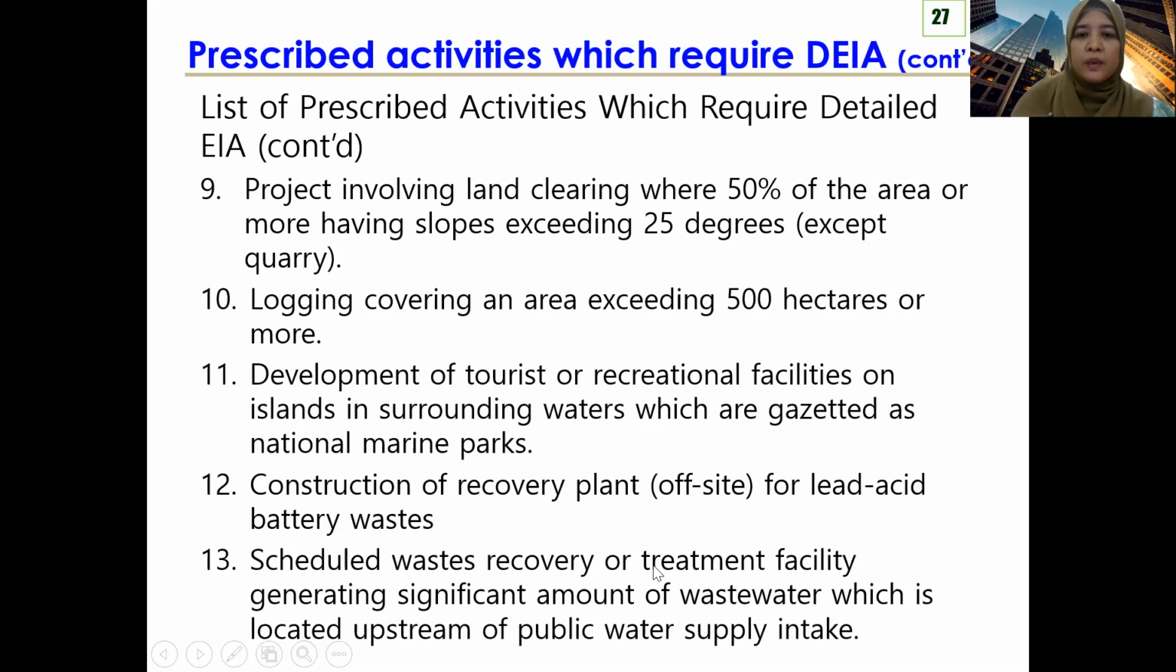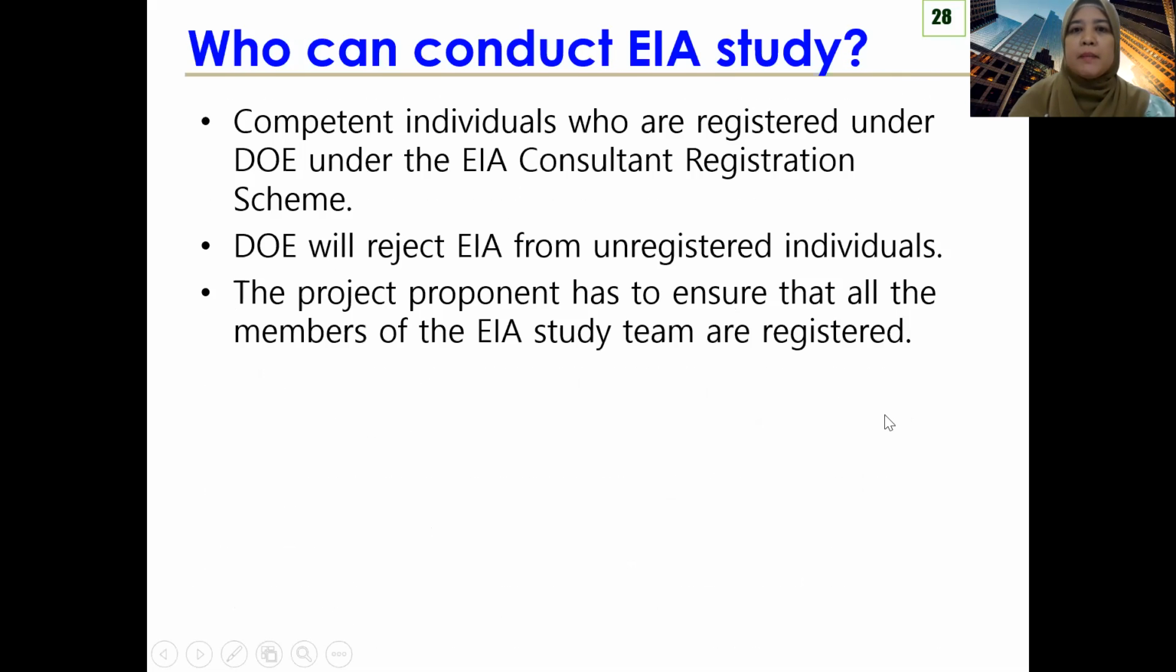Schedule waste recovery or treatment facility generating significant amount of wastewater which is located upstream of public water supply intake. We want to protect our water supply. That's why any schedule waste recovery or treatment facility yang letak di tempat yang boleh mencemarkan our drinking water needs to be studied before we allow those kinds of developments.